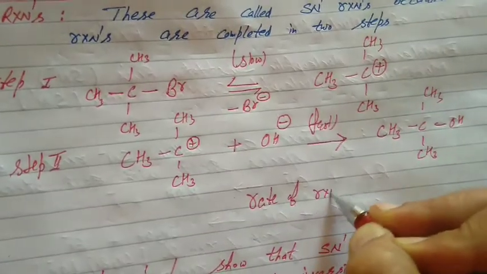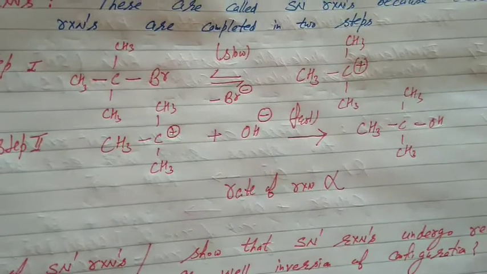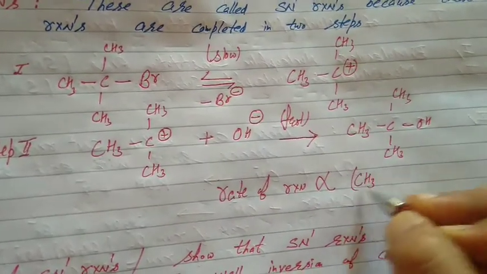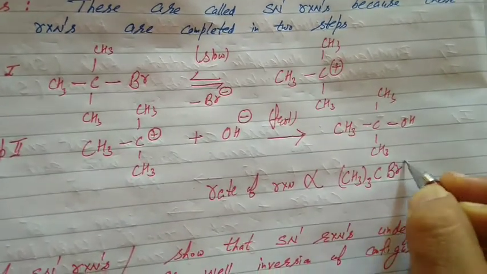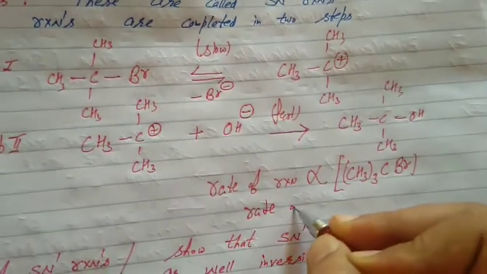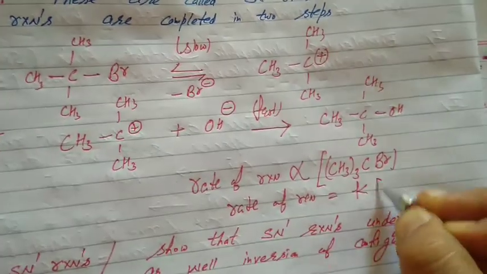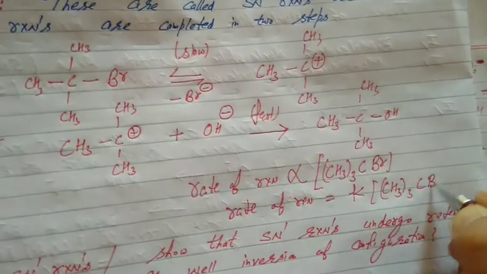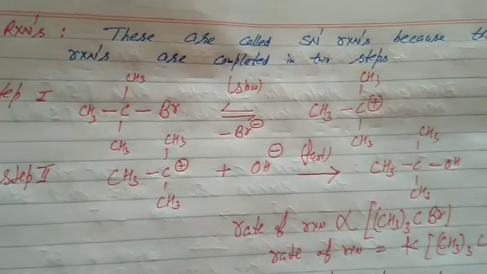The rate of reaction is proportional to the concentration of the reactants in the slow step. Students, what's the reactant in the slow step? 3 degree haloalkane, (CH3)3CBr. So the rate of reaction equals the rate constant times its concentration. That is the chemistry of the SN1 reaction.